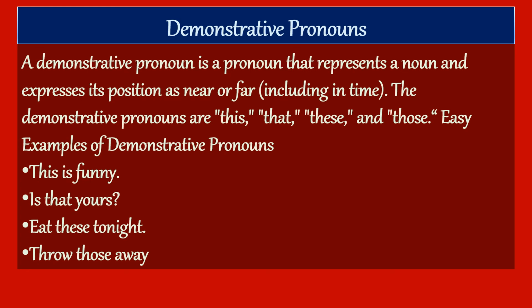The seventh type of pronoun is demonstrative pronoun. A demonstrative pronoun is a pronoun that represents a noun and expresses its position as near or far, including in time. The demonstrative pronouns are this, that, these, and those. The examples of demonstrative pronouns are: this is funny. Is that yours? Eat these tonight. Throw those away.